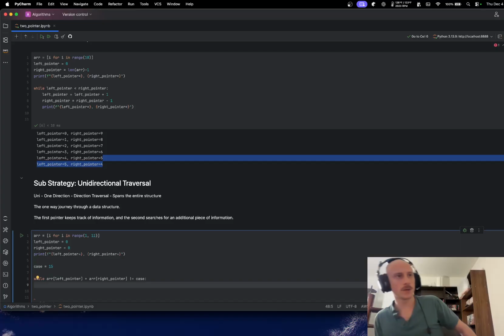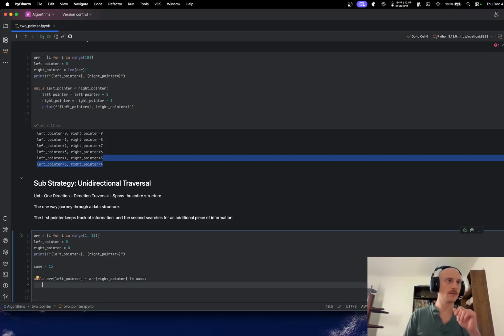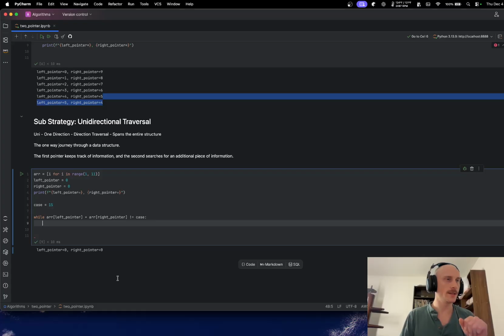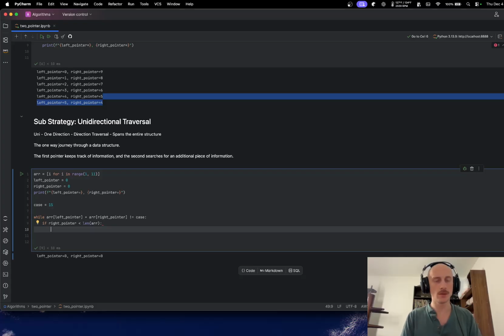Okay, I don't know if this will work, but we're going to go ahead and test this. Let us see. So, beginning with this, we have both of our left and right pointers. So we are going to do a left pointer, let's say if our right pointer is less than the length of the array, we are going to set right pointer equals right pointer plus 1.